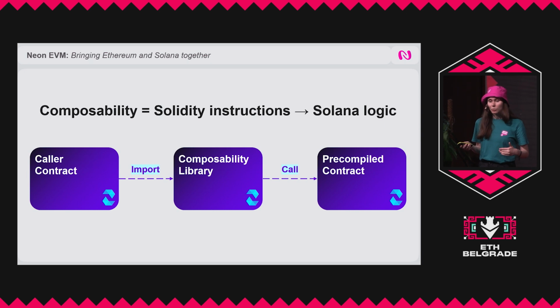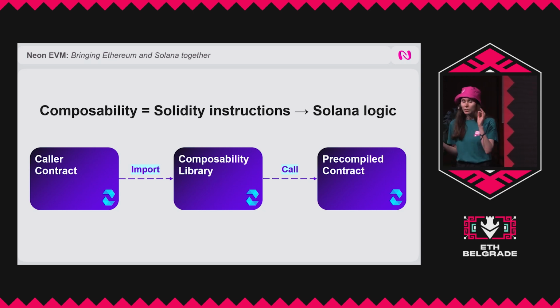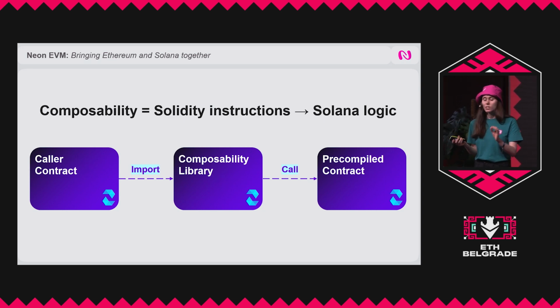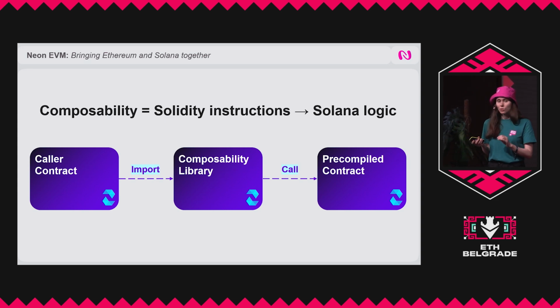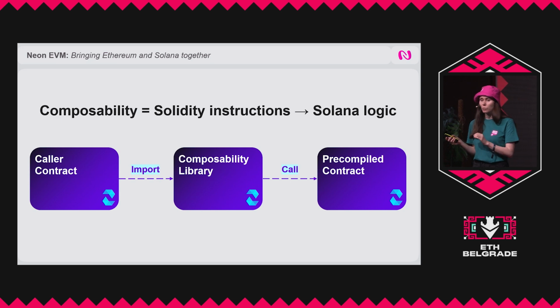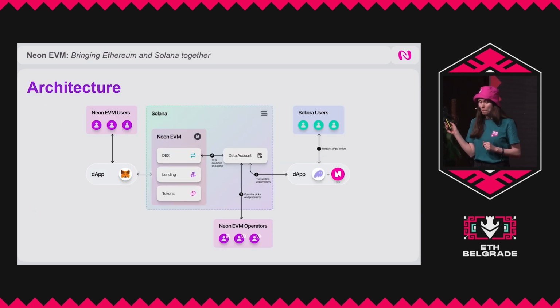Behind the scenes, composability, consisting of the libraries and the precompiled contract, starts from the caller contract that imports composability libraries and sends the generated instructions, a direct call to execute the instructions, to the precompiled contract, which does that on Solana.